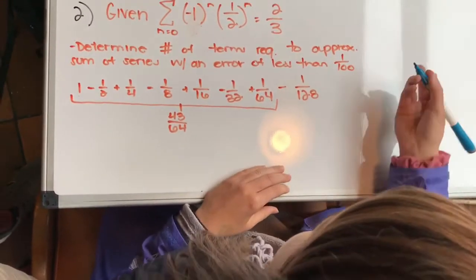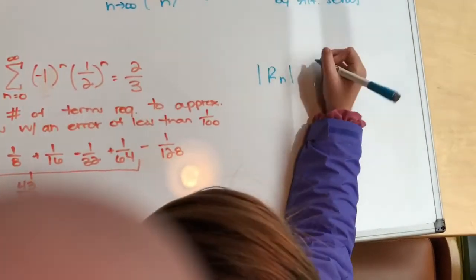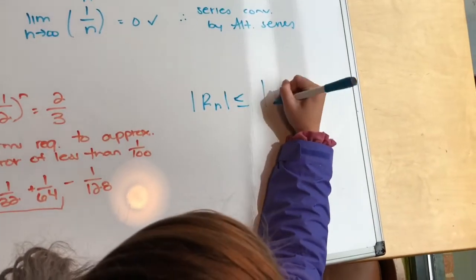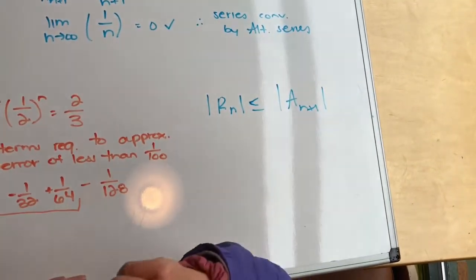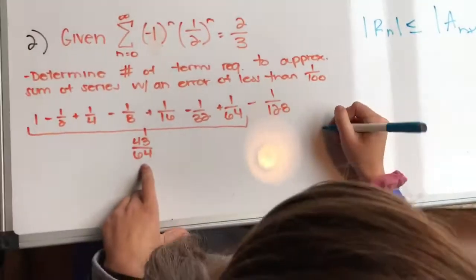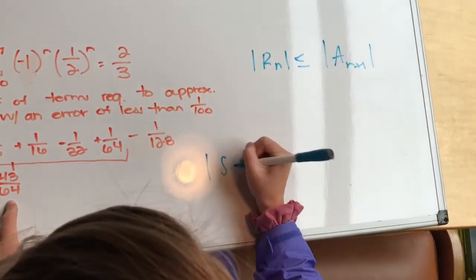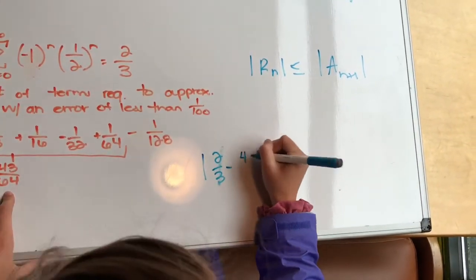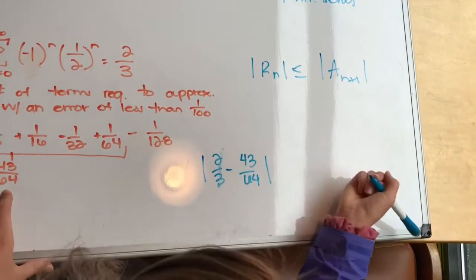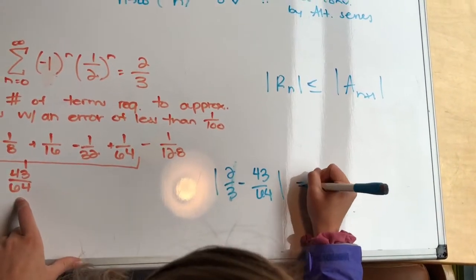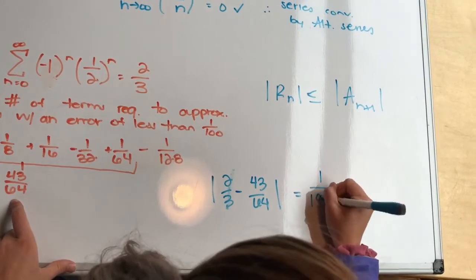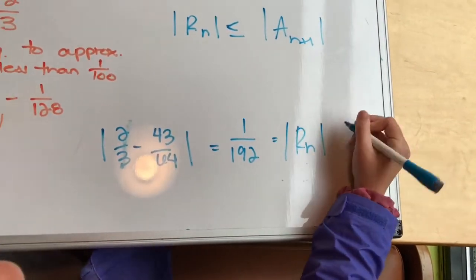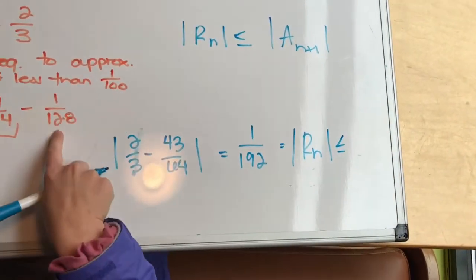So using the formula, R7 is less than or equal to the first neglected term, which is a sub n plus 1. So using this, I know that the sum minus, so I could use 2/3 since they gave me the sum, 2/3 minus 43 over 64 is equal to 1 over 192, which equals the remainder. And so this remainder is less than or equal to the first neglected term, which was 1 over 128.